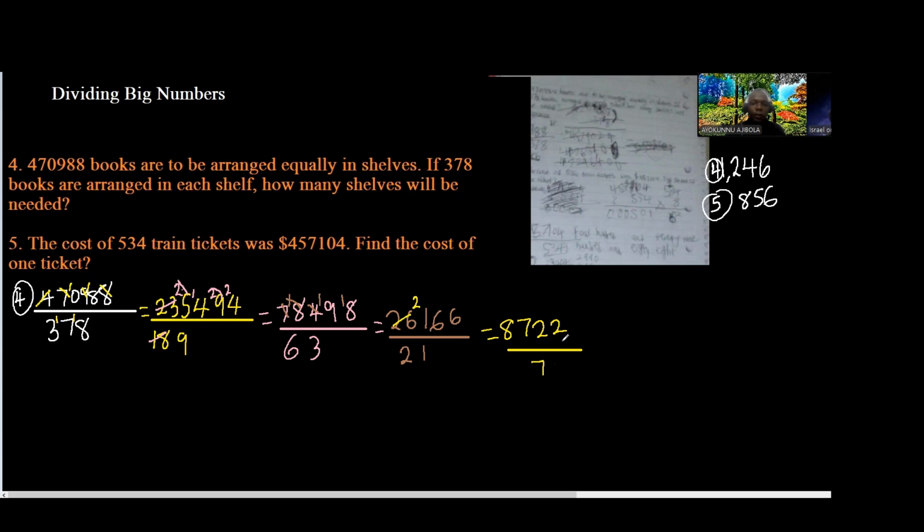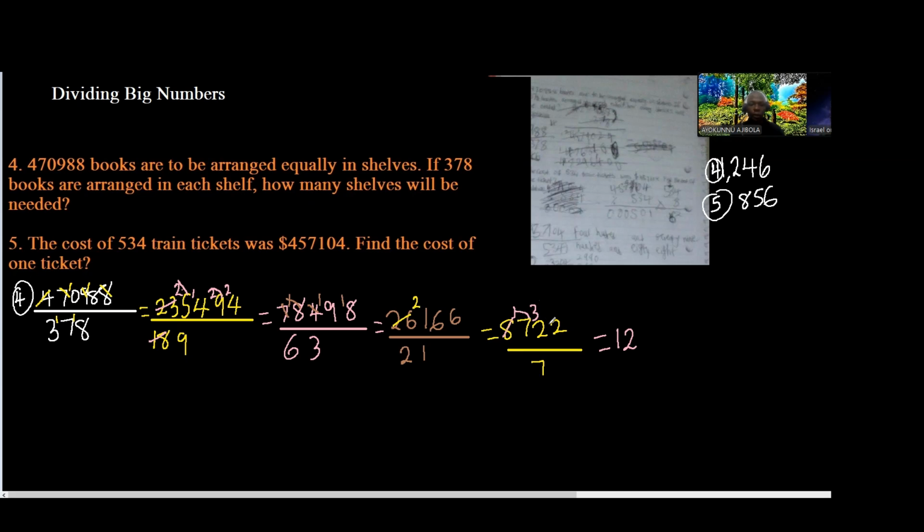Oh, that's 7, right? So obviously 3 can't go, and the only number we are left with is 7. So we'll try to divide by the 7 and see. How many 7 is in 8? That's 1, remainder 1. 7 in 17 is 2, which is 14.